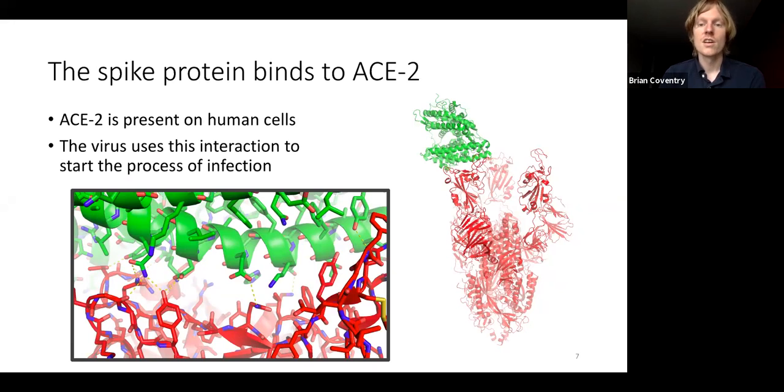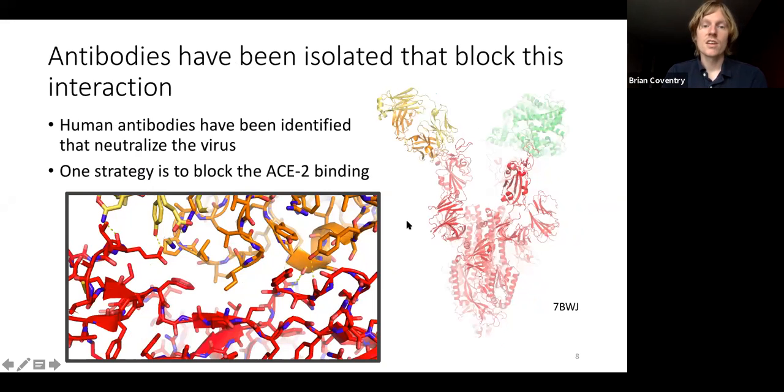So the virus binds with the RBD right here, the receptor binding domain. It binds to ACE2, and this is how it gets into your cells. And here's just a close-up of the interactions going on here. But the thing is, antibodies also bind to this spot. And so people in the field have identified antibodies that neutralize the COVID virus. And one of the ways you can do this is you can bind to the receptor and block it. And here's that same interface showing a different way to bind to it.